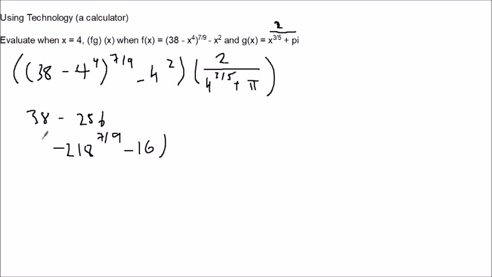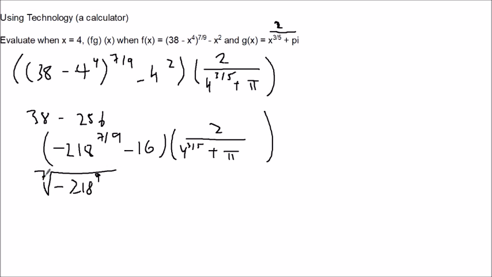Minus 16, and then multiply that by 2 over 4 to the 3/5 power plus pi. Okay, so the first thing I'll do is solve the left side. What's 218 to the 7/9 power? It's also 218 to the 9th power and the 7th root.